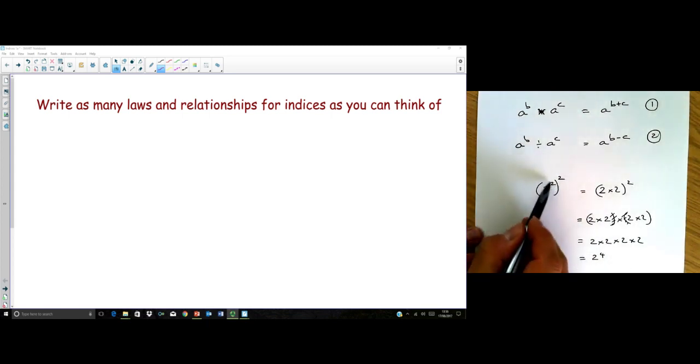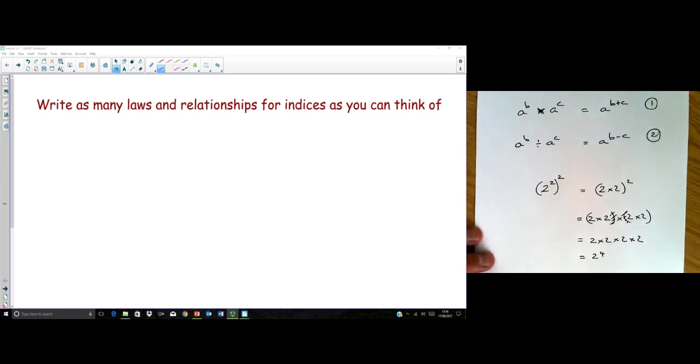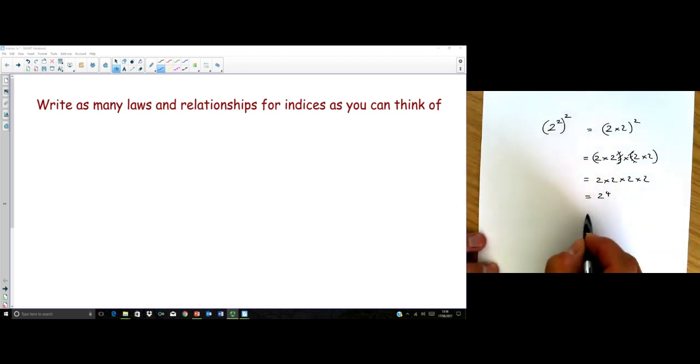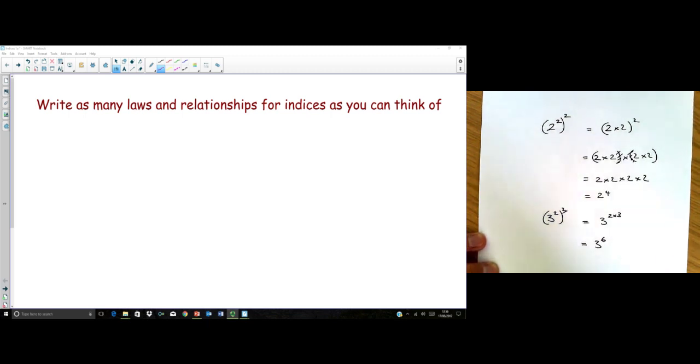Now, it's important to know that we haven't added those two numbers. What we've in fact done is we've multiplied those two numbers. So if we had 3 to the 2, to the power 3, that's going to be 3 to the power 2 times 3. It's not adding, it's multiplying, which would be 3 to the power 6.